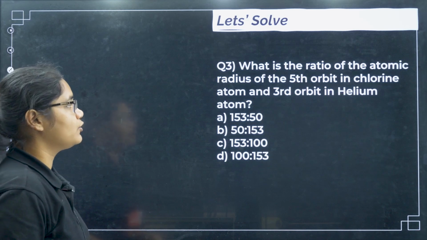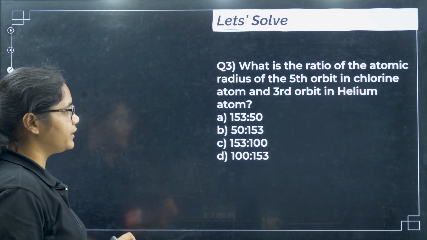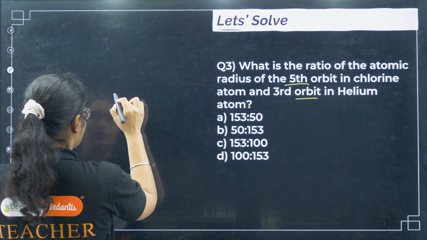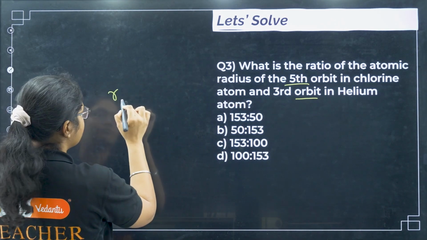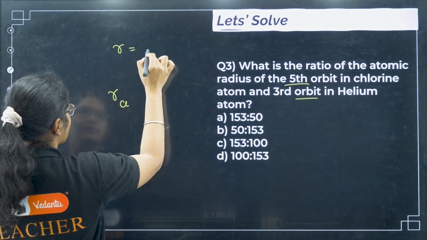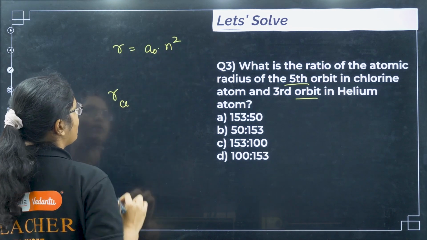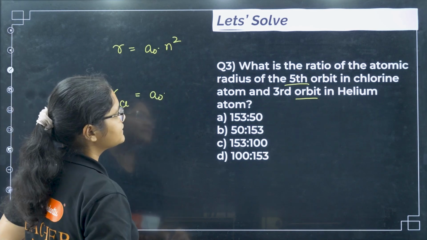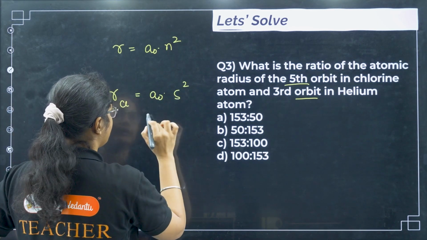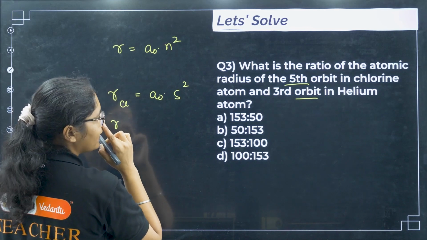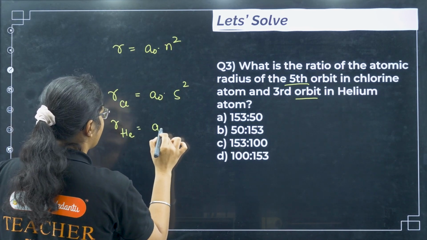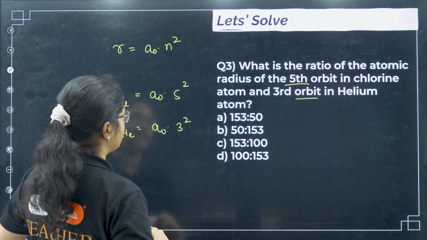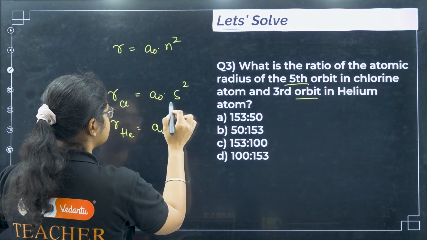Next, what is the ratio of the atomic radius of the 5th orbit in chlorine atom and the 3rd orbit in helium atom? I have this formula; I will first find it for chlorine. The R formula is a naught into n square. So I can write a naught into 5 square, that is 25, and for helium atom, a naught into 3 square. So 25 by 9. One second, n square by Z is also there, right?